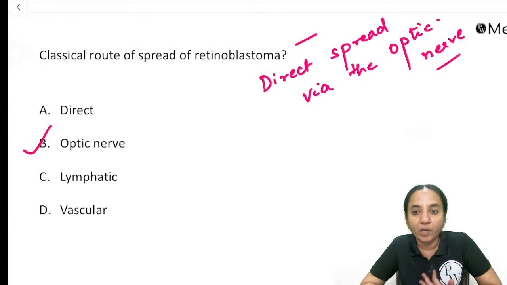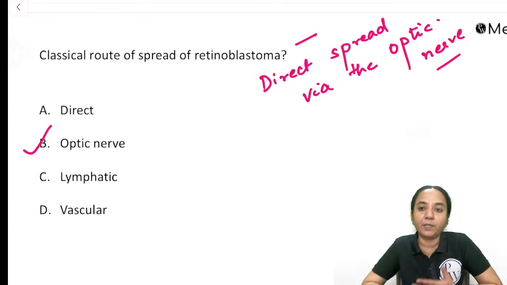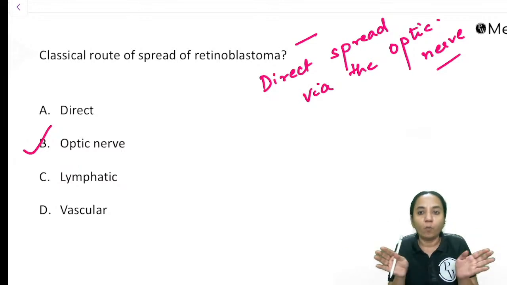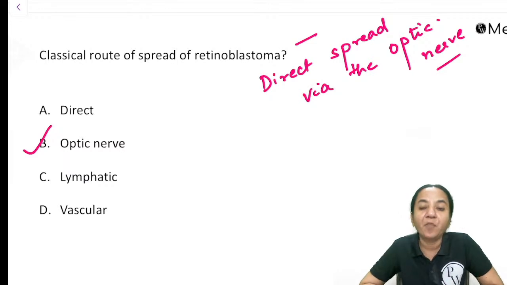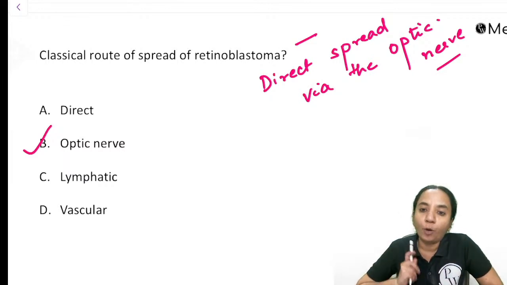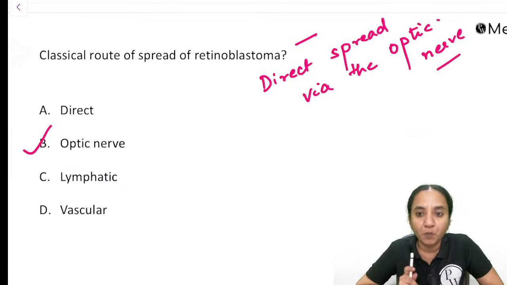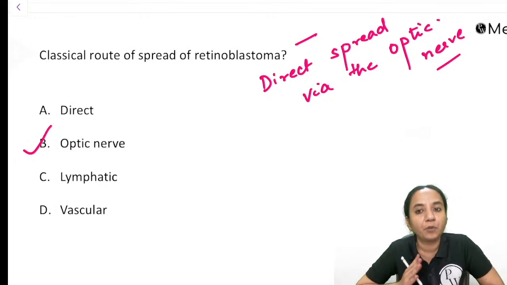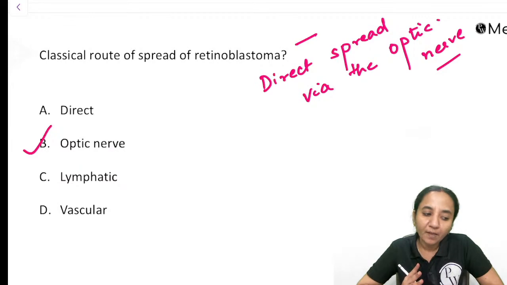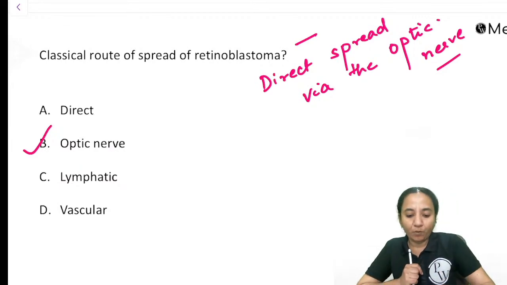because direct spread can also be through the sclera. There are two possibilities of direct spread. One, it can spread to the orbit via the sclera, or it can spread posteriorly via the optic nerve to the brain. And the direct spread via the optic nerve to the brain is more common. That's the most common route of spread. So out of these, we should probably choose direct spread via the optic nerve to the brain. Right? Let's go to the next one.